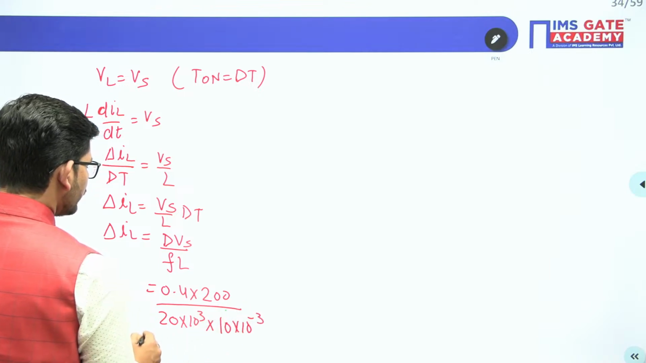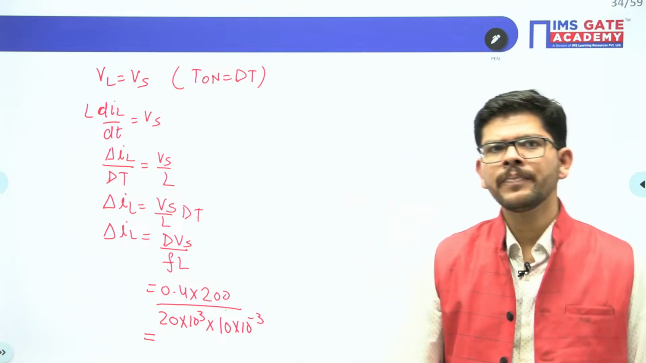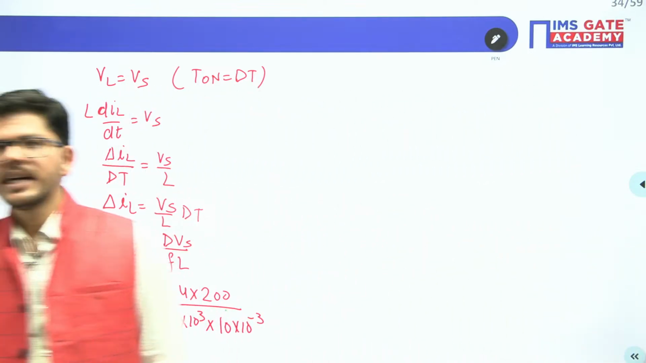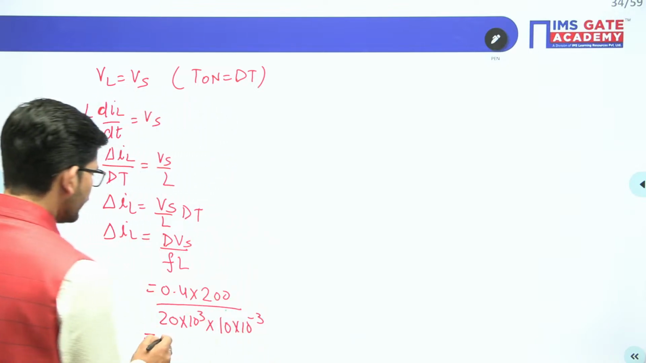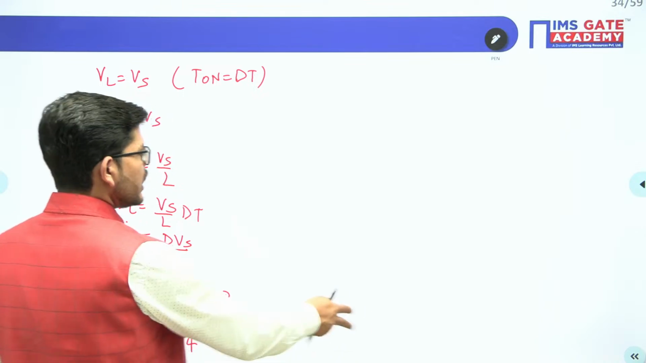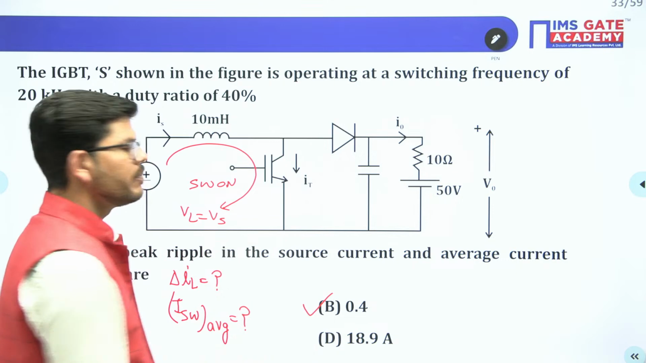So, when you solve it, can you tell me what is the value of del IL you will get? What will be the value of del IL, guys, that you will get here? Is it 0.4? Now, see whether 0.4 is an option. Yes, 0.4 is an option. So, option B is correct.